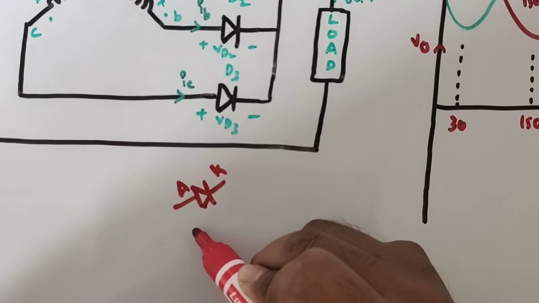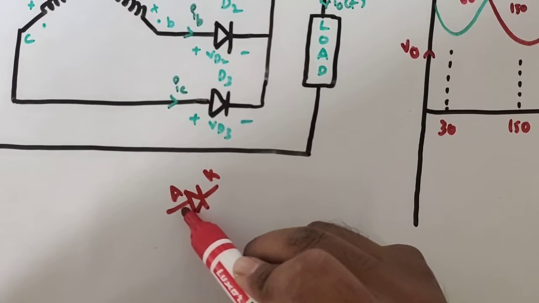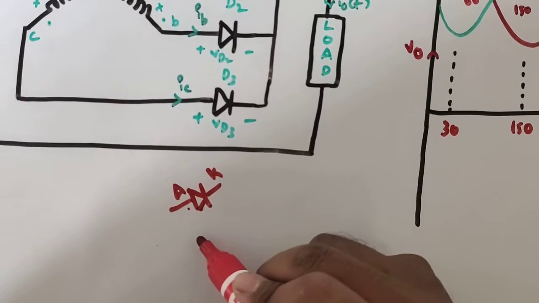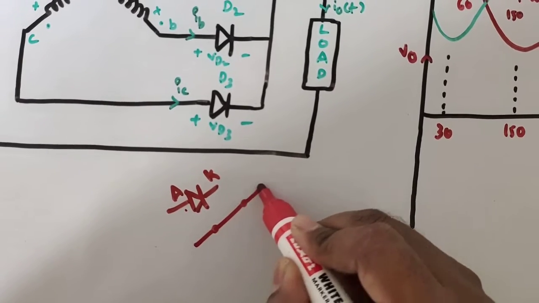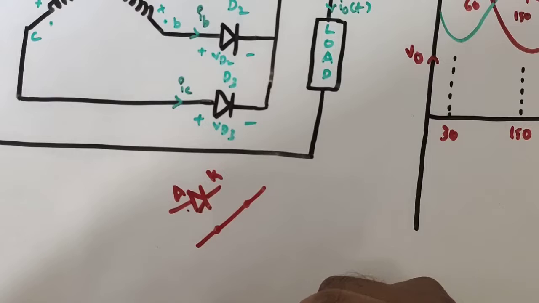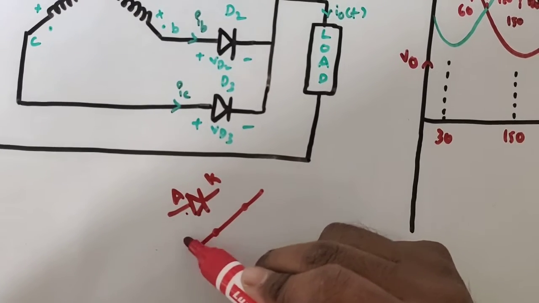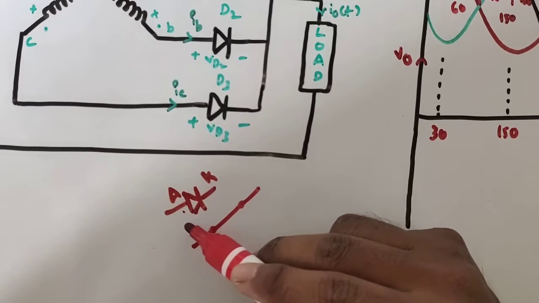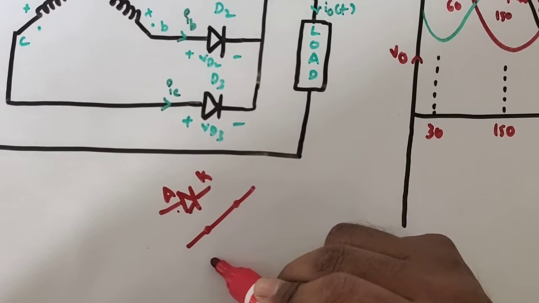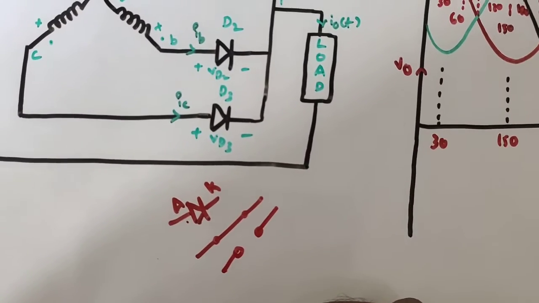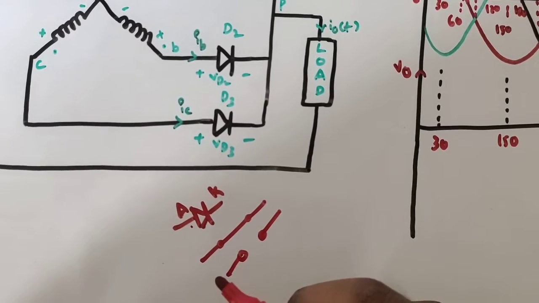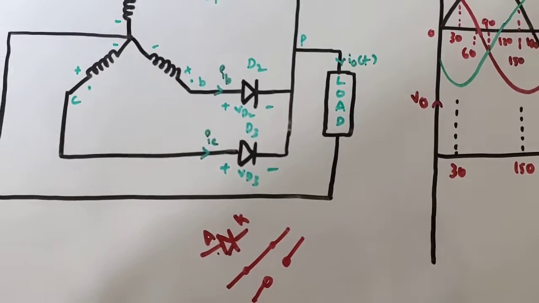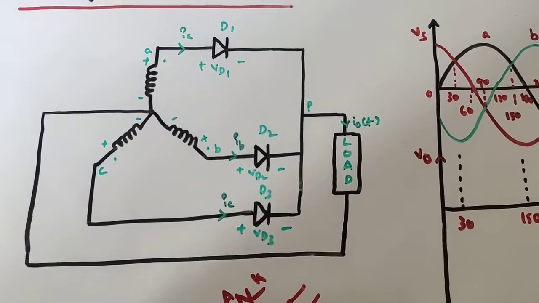When the anode is more positive with respect to cathode, then only the diode is going to be on, right? On in the sense what? Short circuit condition. When the anode potential is negative, when the cathode potential is positive with respect to anode potential, then the diode is going to be off. Understood or what I'm saying? That is the only reason.